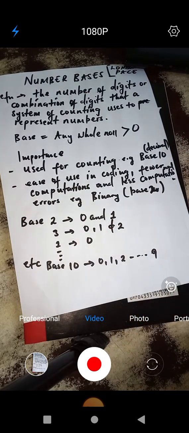As I said earlier, base 2 consists of the numbers 0 and 1, and in base 3 we have 0, 1, and 2, where 3 is not included. In base 1 we have only a 0 digit. In base 10 we have digits from 0, 1, up to 9.